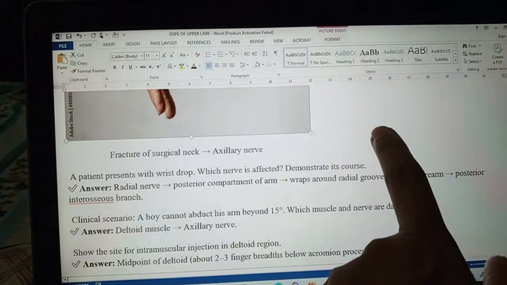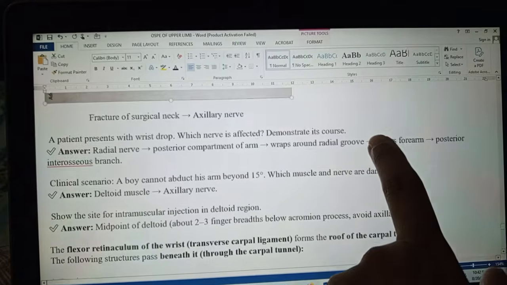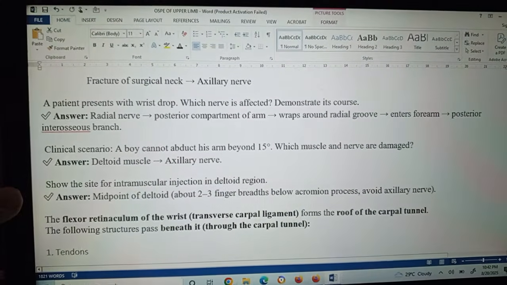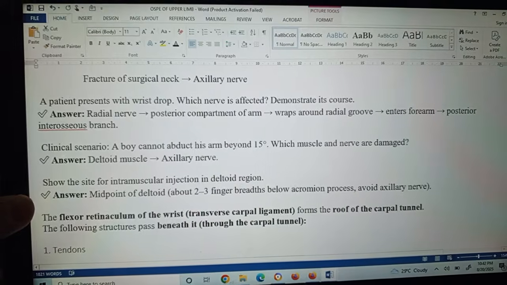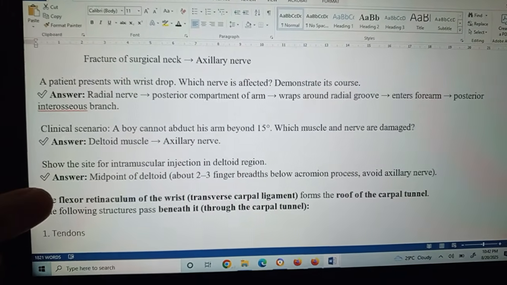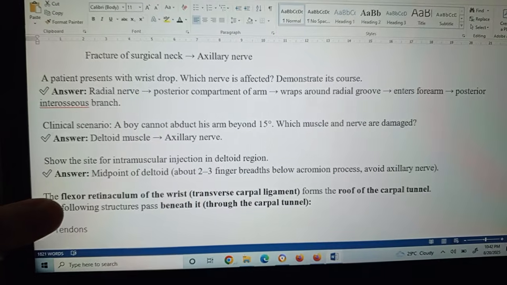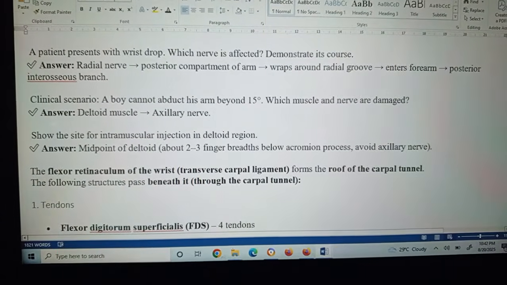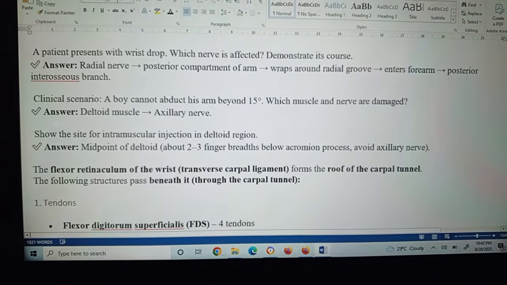Fracture of the surgical neck affects the axillary nerve. A patient presents with wrist drop. Which nerve is affected? The radial nerve, in the posterior compartment of the arm. Extensors of the arm are going to be affected. It wraps around the radial groove, enters the forearm, and gives the posterior interosseous branch. This is basically the course of the radial nerve.